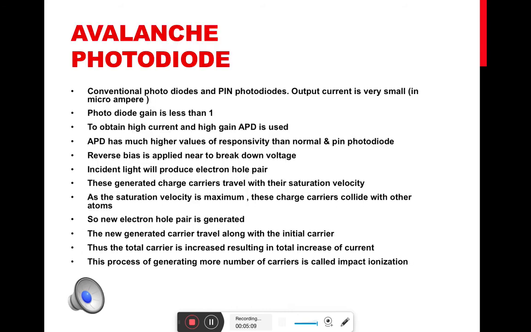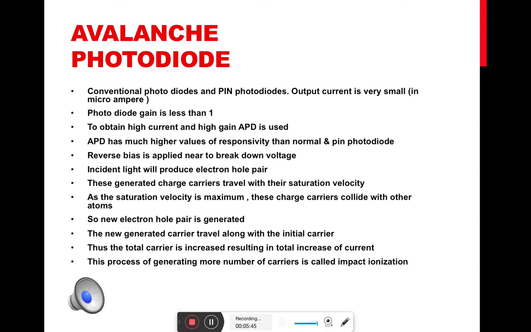The next type of photodiode that we are going to discuss is the avalanche photodiode. Why we go for the avalanche photodiode is that the output current in the normal PIN photodiode and the conventional photodiode is very small, in the range of microamperes. To improve this current rating, we go for the avalanche photodiode, as the photodiode has a gain of less than 1. In order to obtain high gain and high current, avalanche photodiodes are used. Avalanche photodiodes also have better responsivity than the normal and PIN photodiodes.